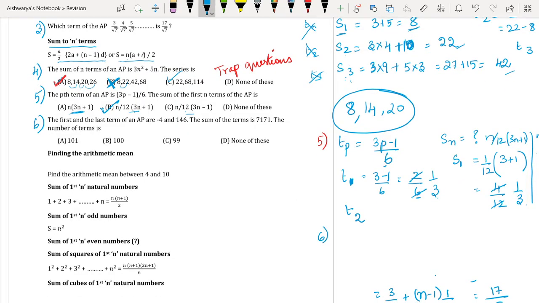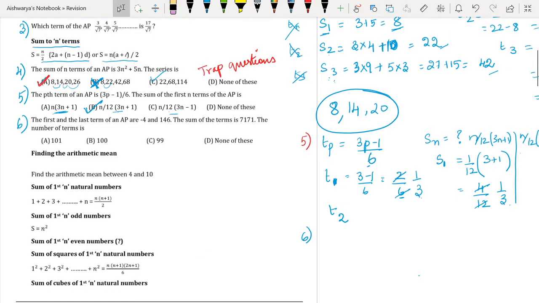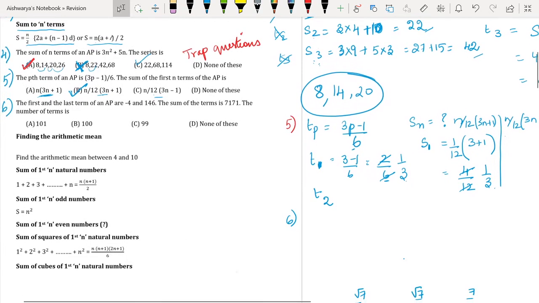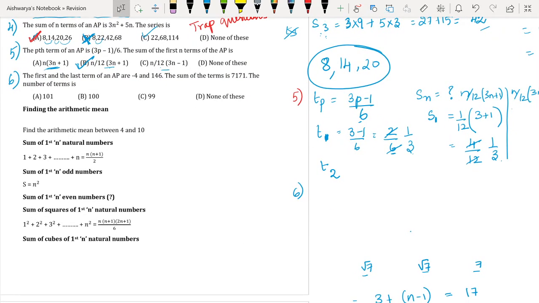Yes, ma'am. The first and the last term of an AP are -4 and 146. The sum of the terms is 7171. The number of the terms is... Okay, in this question they have given you a, the first term, which is -4, and the last term, 146. The sum of terms Sn is given to you as 7171. Now what is the number of terms?